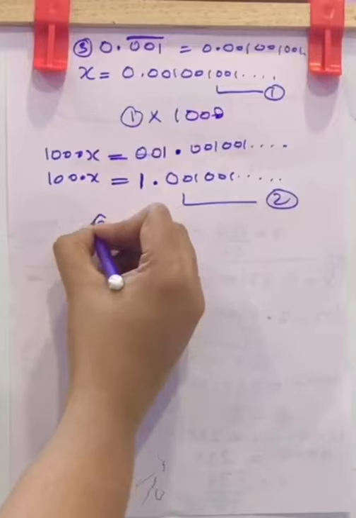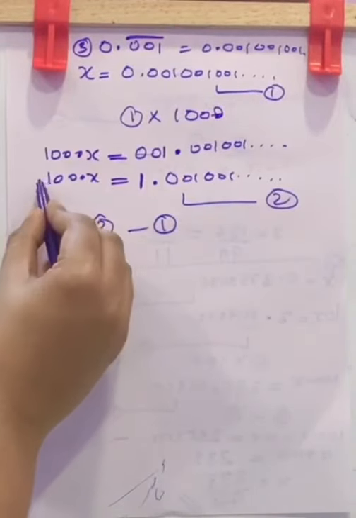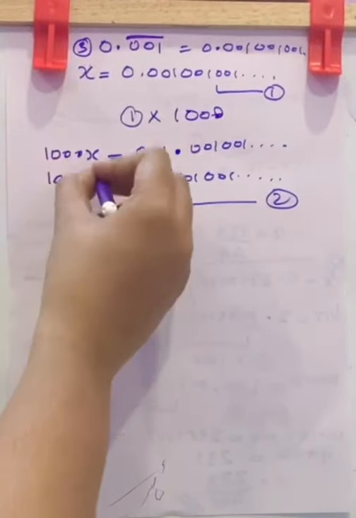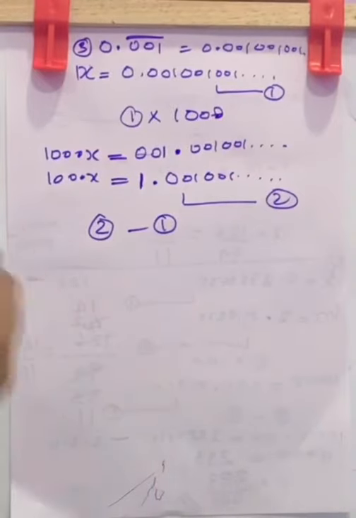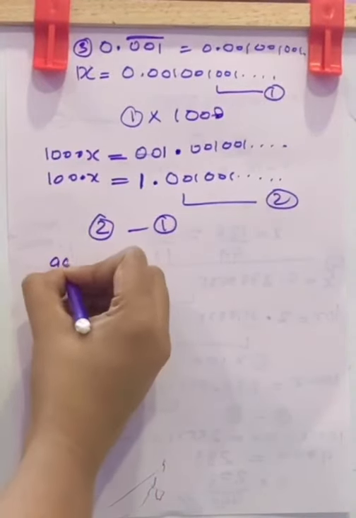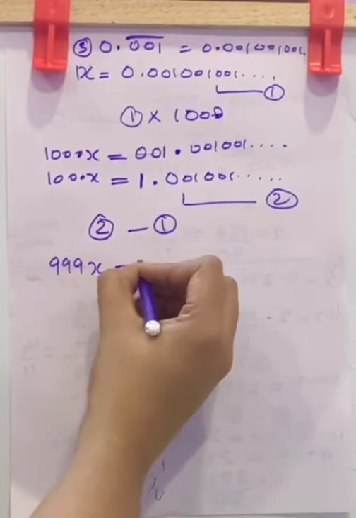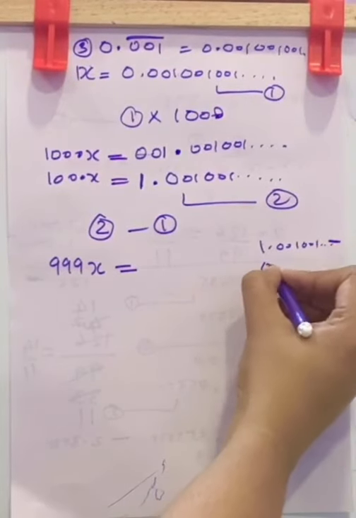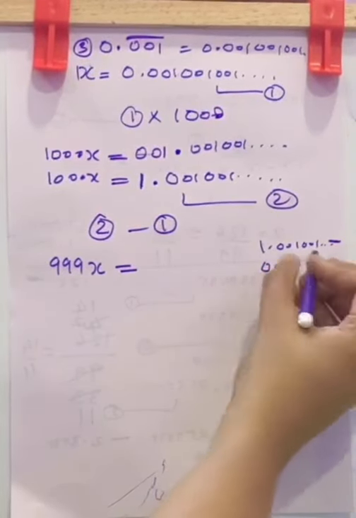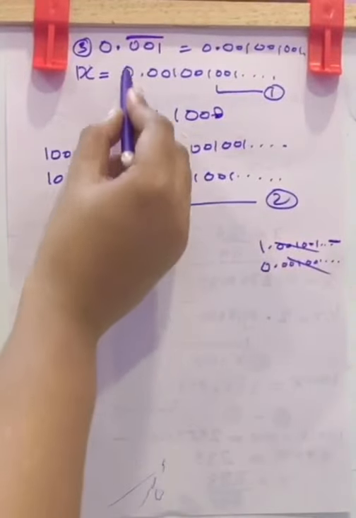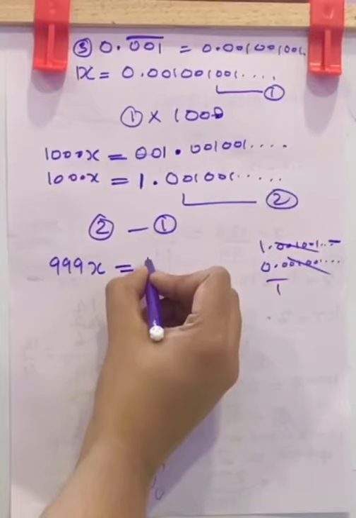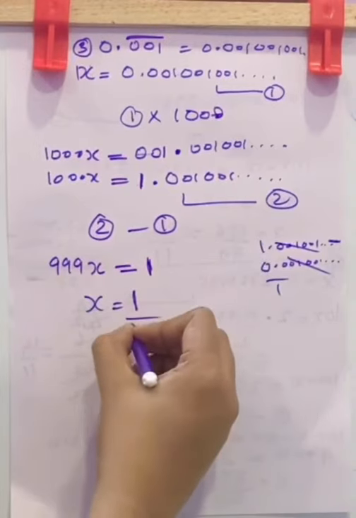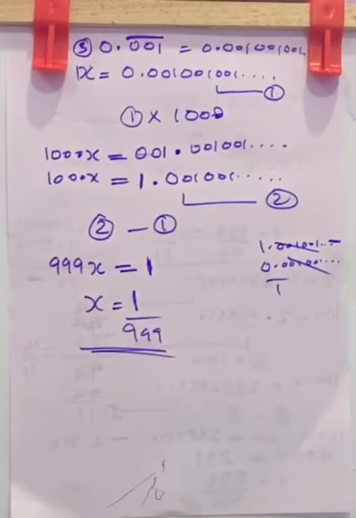Now what to do? Equation 2 minus equation 1. This is equation 2 and this is equation 1. 1000x minus x, that is 1000x minus 1x. X simply means 1x. 1000 minus 1 is 999x is equal to 1.001001, etc. minus 0.001001, etc. So this part will be cancelled and 1 minus 0, the result is 1. So 999x is equal to 1. This 999 goes to denominator. X is equal to 1 by 999.